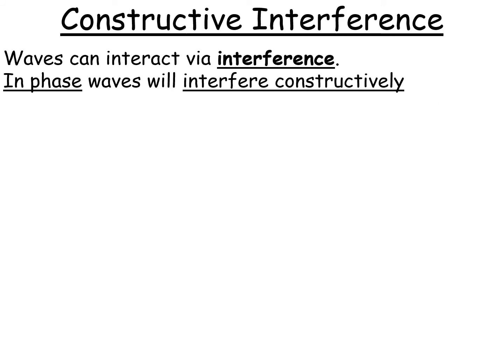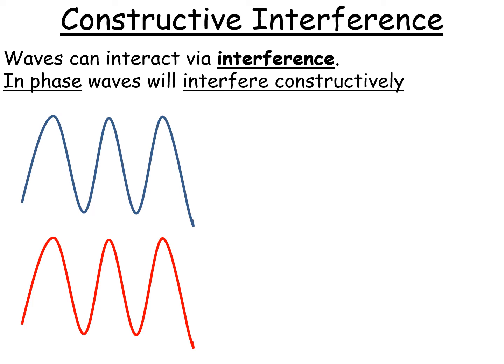Now, what is constructive and destructive interference? So, waves can interact via interference. That's one of the key terms that I want to use. And I really want to start using these terms like in phase, out of phase, coherent, incoherent, monochromatic, and interference. So, in phase waves will interfere constructively. One way to describe this is where you've got two waves that are in phase. Remember, in phase means that they are exactly one wavelength apart or zero wavelengths apart, because it's really the same thing. Another way to think about it is that the crest meets the crest.